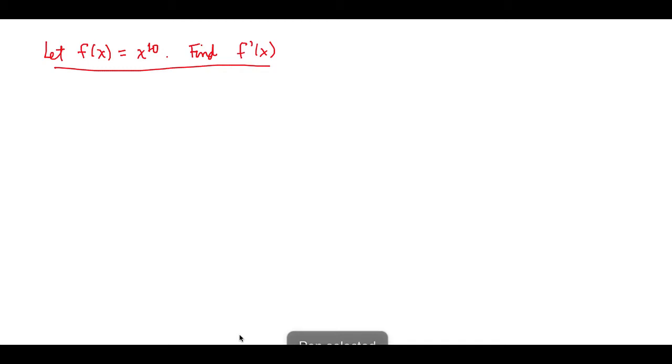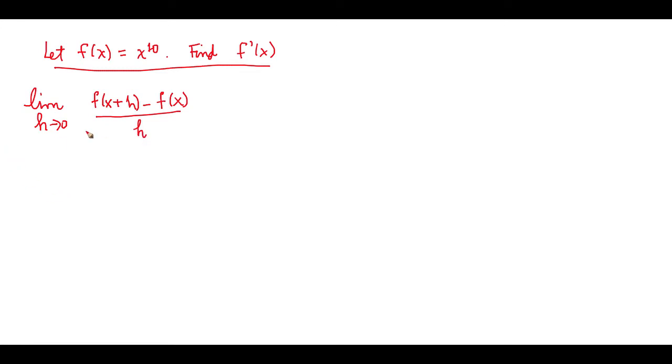In this video, we are going to find the derivative of this particular function, f of x equals x to the 10th, and also expand on this idea, and we'll see where calculus and discrete mathematics intersect. So let's begin. We know that the derivative definition, using the difference quotient, is the limit as h approaches 0 of f of x plus h minus f of x, all of it over h.